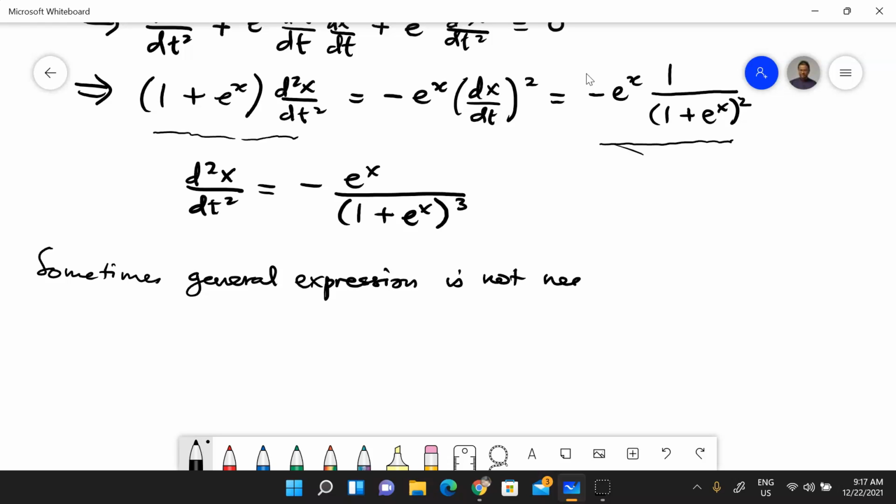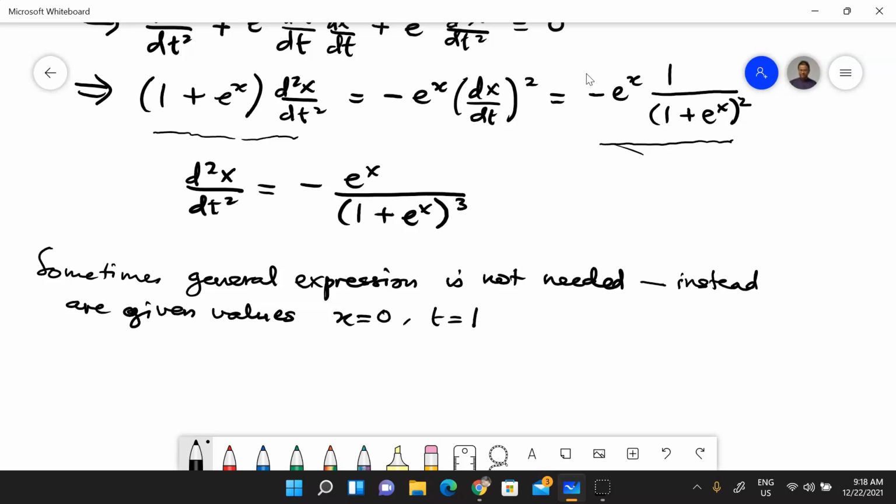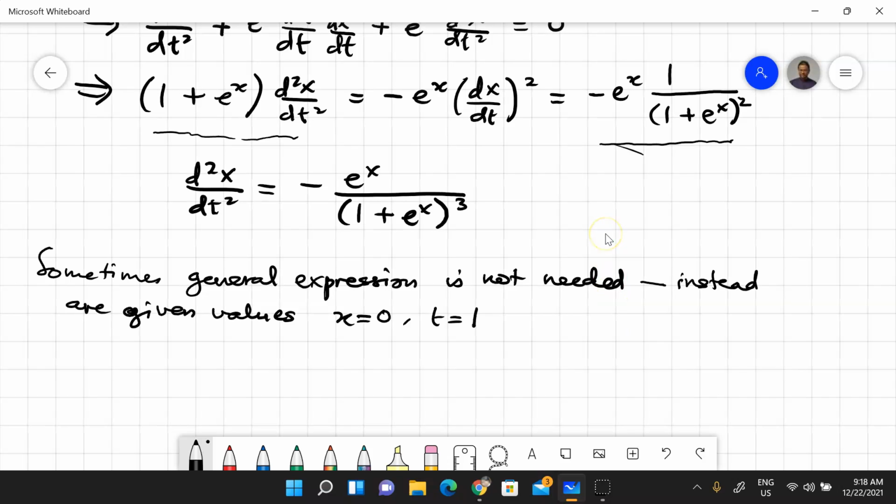So instead, you are given values. In this particular case, for example, the values given in the book are x equals 0 and t equals 1. So what do you do if I want to have the first order derivative at these values? Then I would just simply use the expression given above.